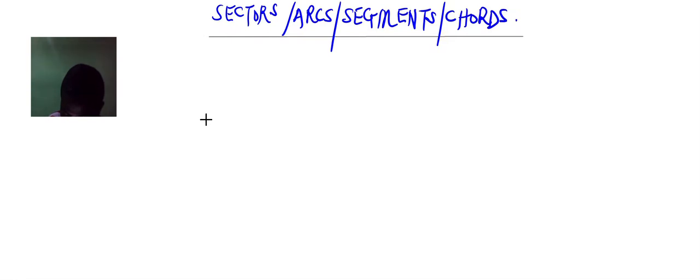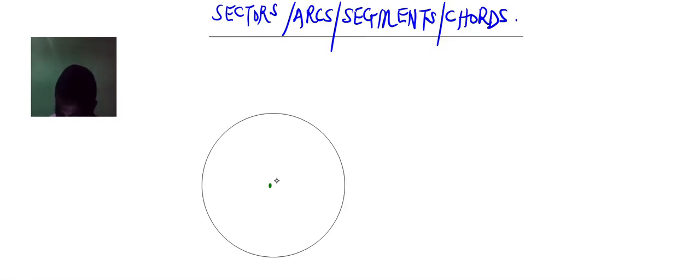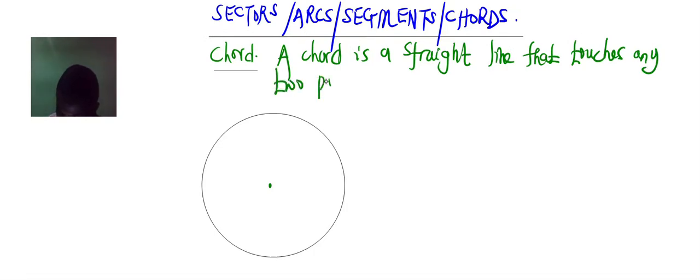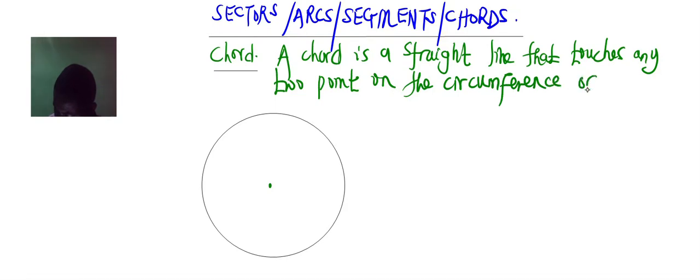Now, if you have a circle, this is the center of the circle. Now, let's start with the concept of what we call a chord. A chord is a straight line that touches any 2 points on the circumference of the circle. So here, if we have a line this way, the line will basically be called a chord, provided it touches 2 points on the circumference.